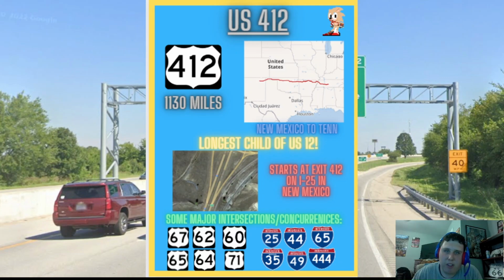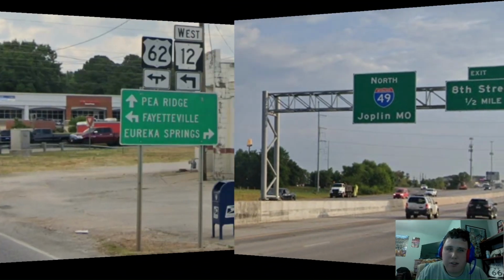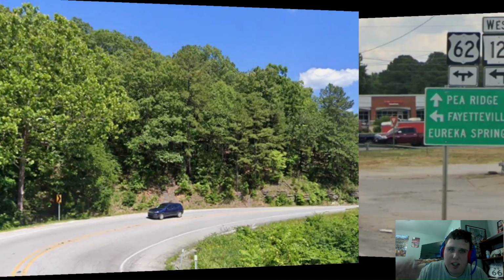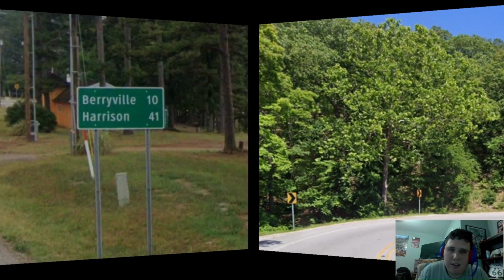That's a little bit about US 412, and let's get back to US 62. Here is US 62 splitting off from Interstate 49, and it has no control city once again. Instead, we just get 14th Street and Hudson Road. And here on Arkansas Highway 12, US 62 is signed east for Eureka Springs. Here we are entering into the Ozark Mountains, which looks absolutely beautiful. This is sometime in the summer, but I bet it's beautiful in the fall.